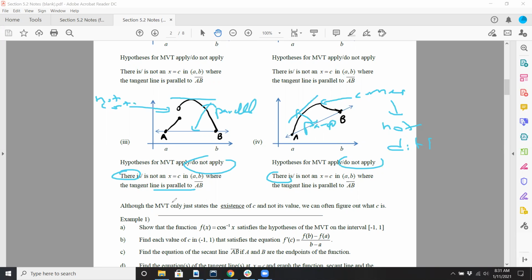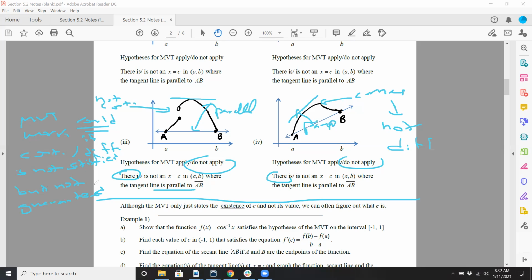So although MVT only states the existence of C and not its value, we can, let me take it back, I'm getting myself a little ahead here. So I think what I'm trying to say here is that MVT could work if continuity and differentiability are not satisfied, but it's not guaranteed. So that's kind of the theory that goes into this.